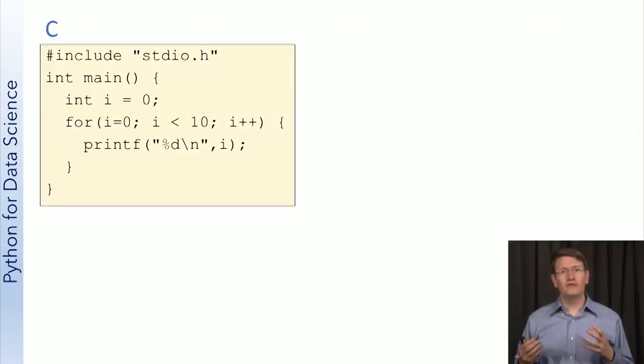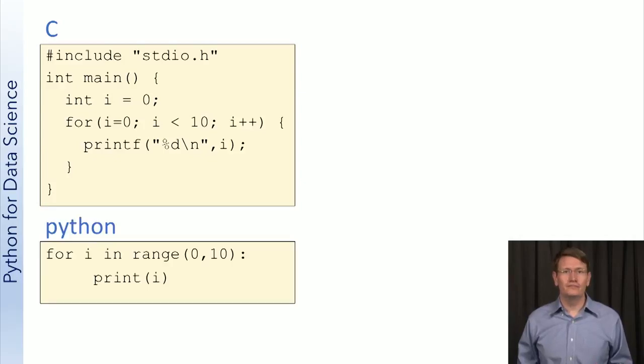In the top here we have some code from C, but this probably looks familiar to anyone who knows Java or C++ as well. What's the equivalent code in Python? Overall, the syntax is pretty similar, but there are some differences, particularly with the for loop itself.